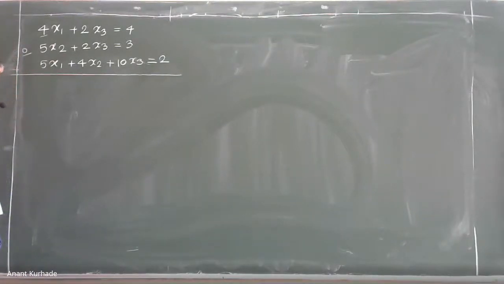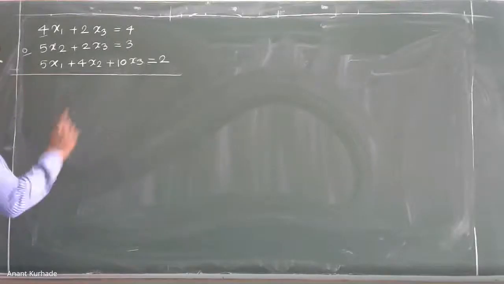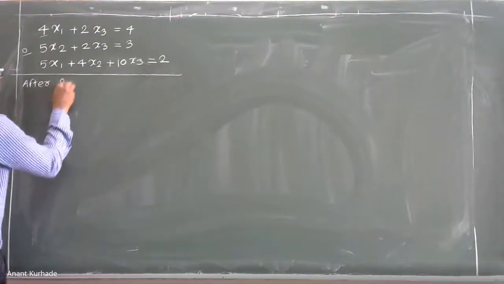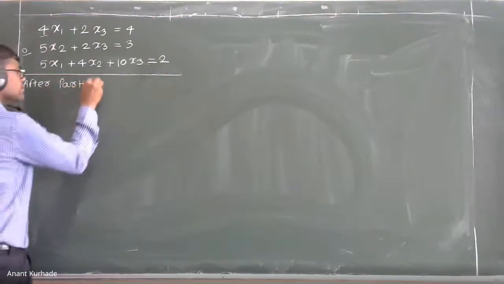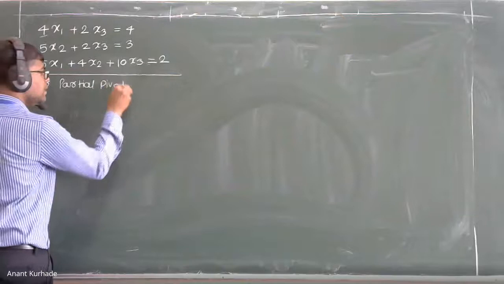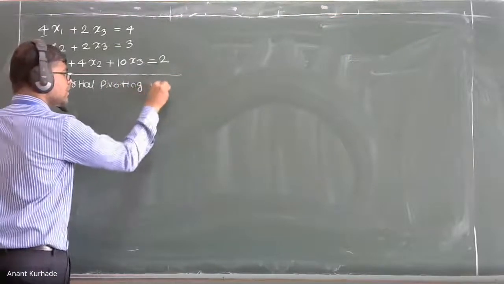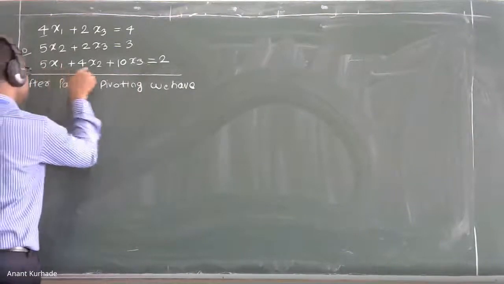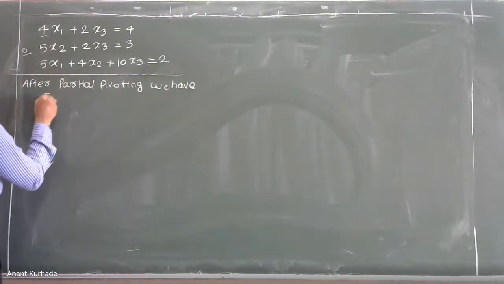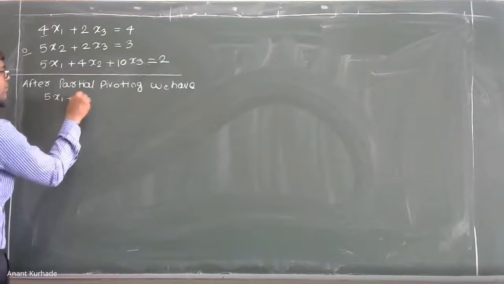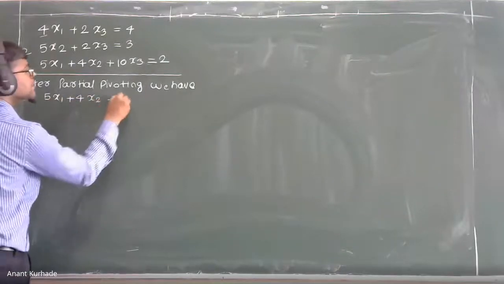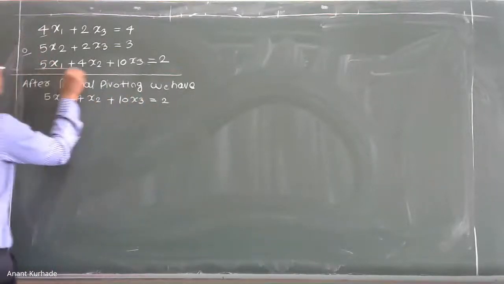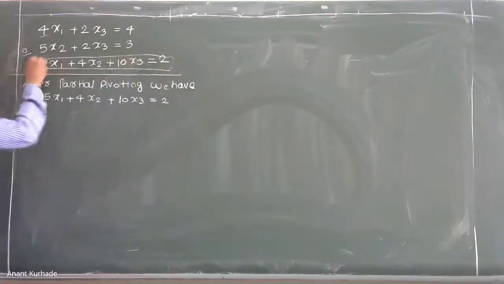So how can you do partial pivoting? You have to bring the third equation to the first position. This is very important: always do partial pivoting. After partial pivoting, we have 5. We can put the third equation first and write 5x1 plus 4x2 plus 10x3 is equal to 2. So we have fixed equation number 3.